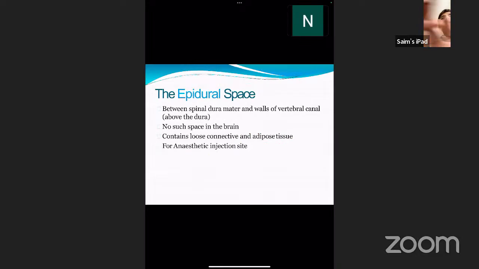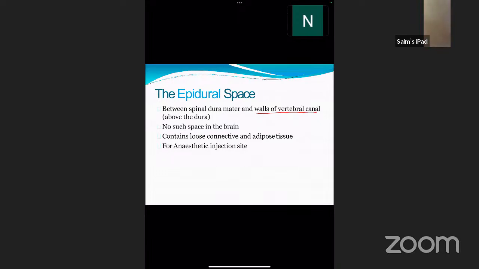Now we come to the next slide, that is the epidural space. If you are going from the outer aspect, moving inside, and you want to pierce the needle, first of all you will reach the epidural space. Why? Because there is a space between the vertebral body and the dura mater. Why is this space there? Because the endosteal layer is absent over here. The endosteal layer is not a part of the dura mater; here the vertebral column has its own periosteum. So the space between the dura mater and the walls of the vertebral canal is called the epidural space, and it consists of loose connective tissue and adipose tissue.